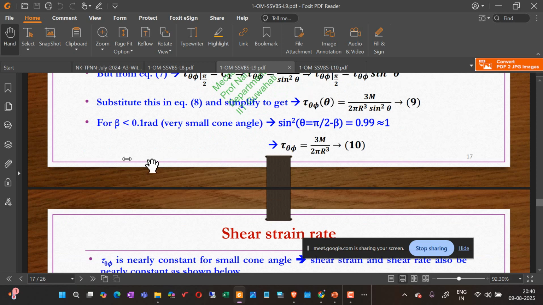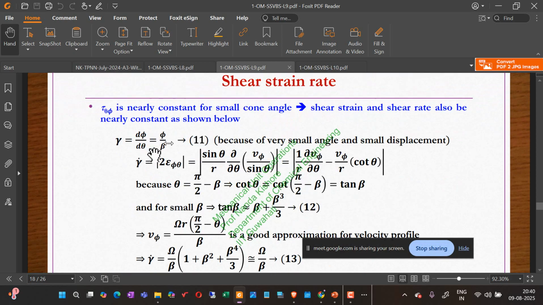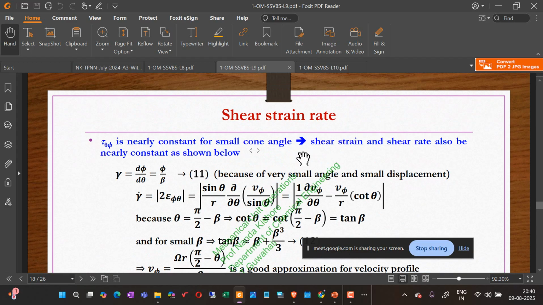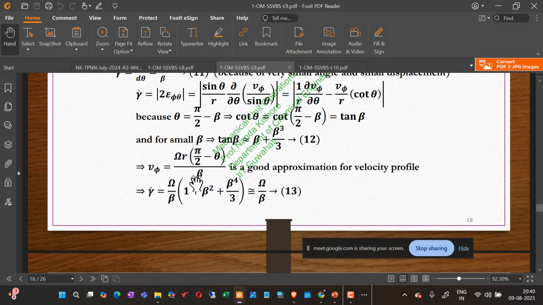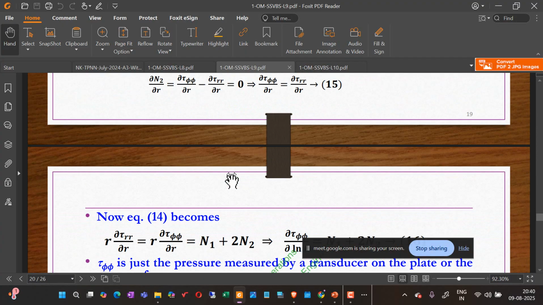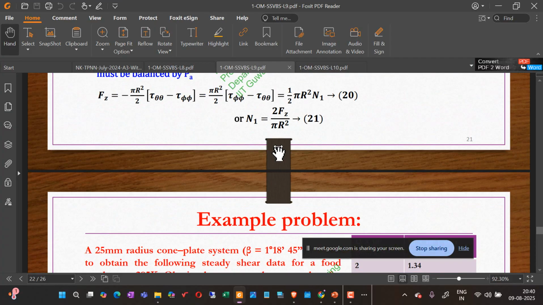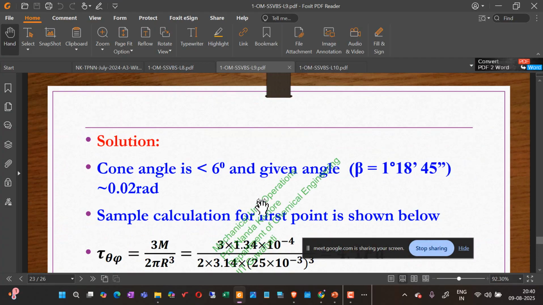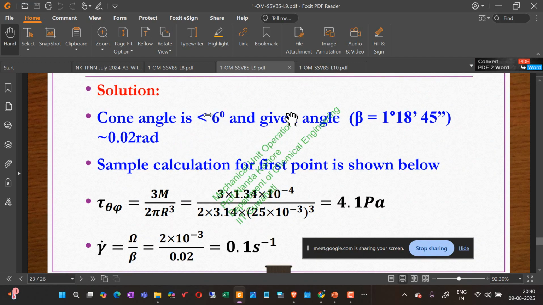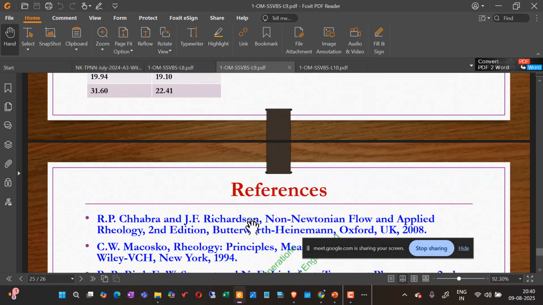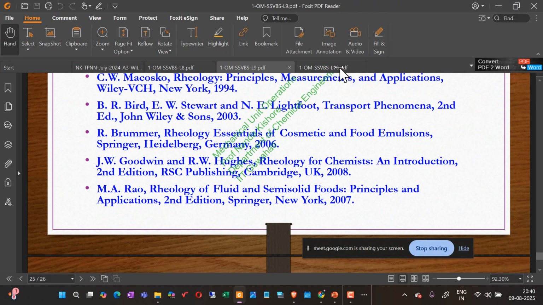Okay, so this was some remaining portion of that cone and disc. So you came to know that this shear rate is nearly constant for the small cone angle, shear stress and shear rate also nearly constant as shown in the figure, and then that can be used. About the normal stress difference calculations, there was one example that you solved for this small angle. So similar problem we are solving now.